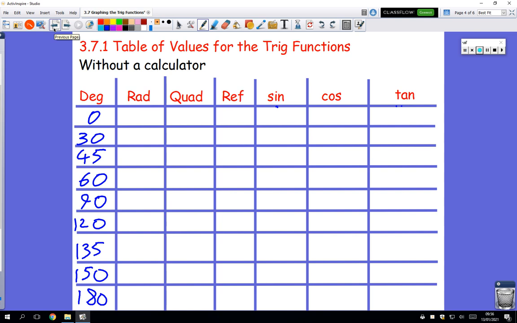Things we have to be able to do, we have to be able to convert degrees to radians. Well, 0 degrees is 0 radians. Remember from before we said that pi radians is equal to 180 degrees. Well, 30 is 180 divided by 6, so that's pi over 6. 45, 180 divided by 4, pi over 4. 60 is 180 divided by 3, so pi radians divided by 3. 90 is 180 degrees divided by 2, so this will be pi radians divided by 2, etc., etc.